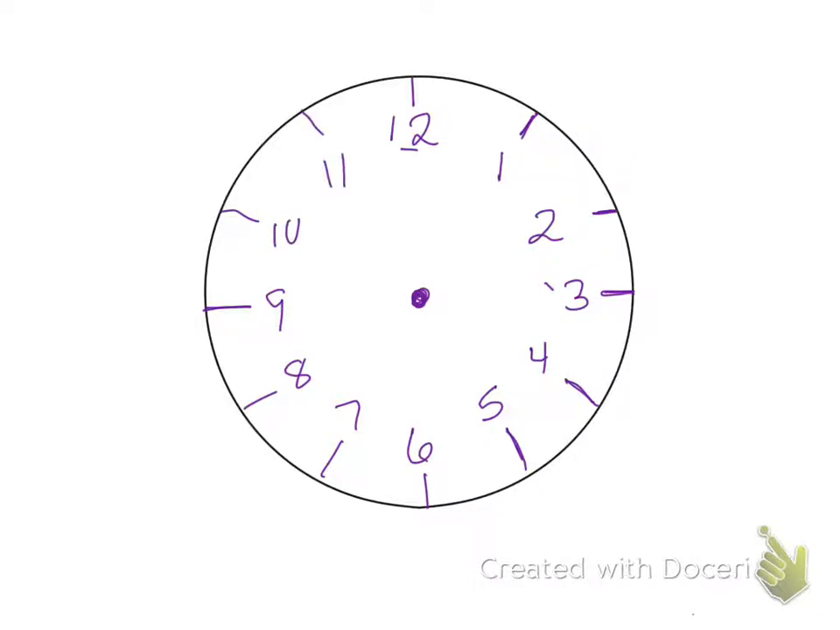So these marks tell us the hour, and the hand I use to tell the hour is the short hand. The short hand tells me what hour it is. The long hand on the clock is called the minute hand, and it tells us the minutes past the hour.